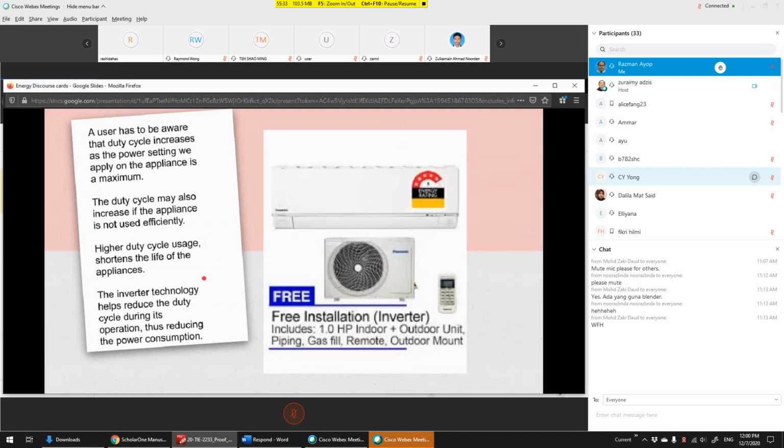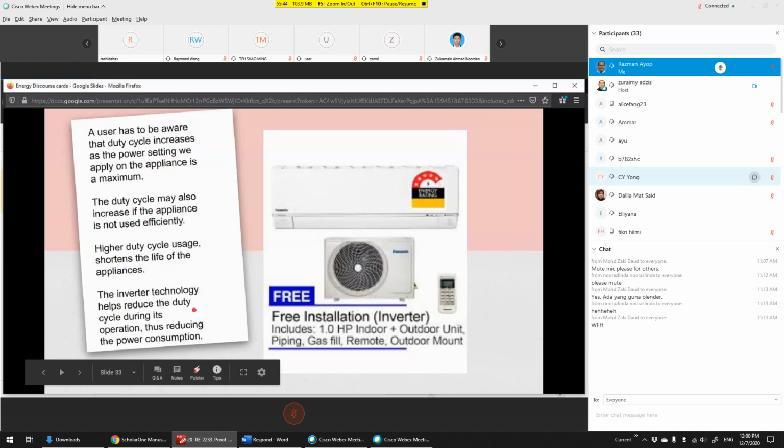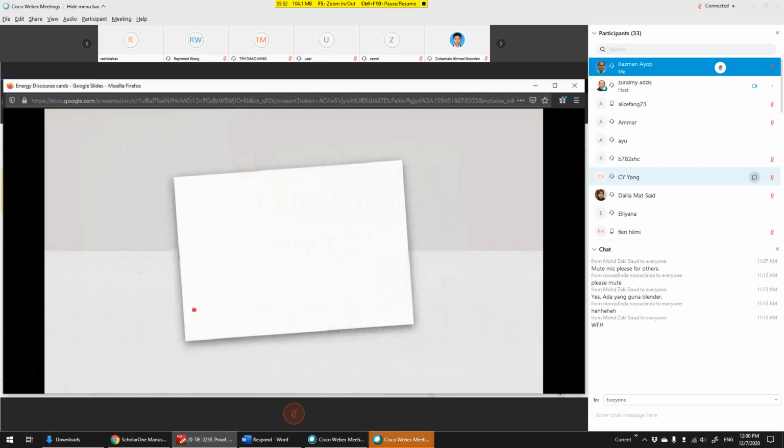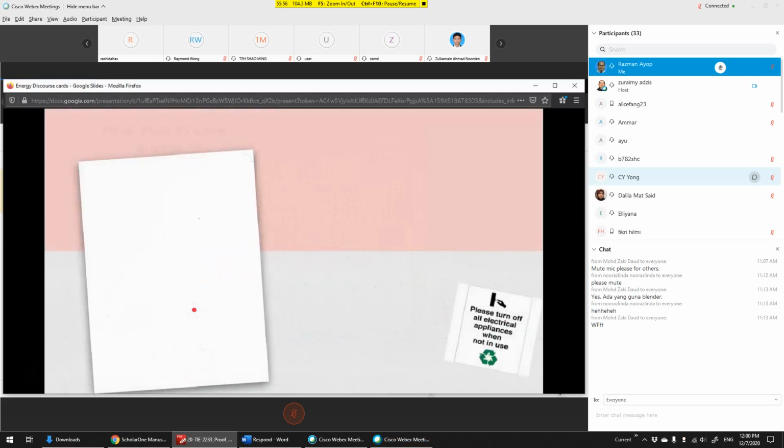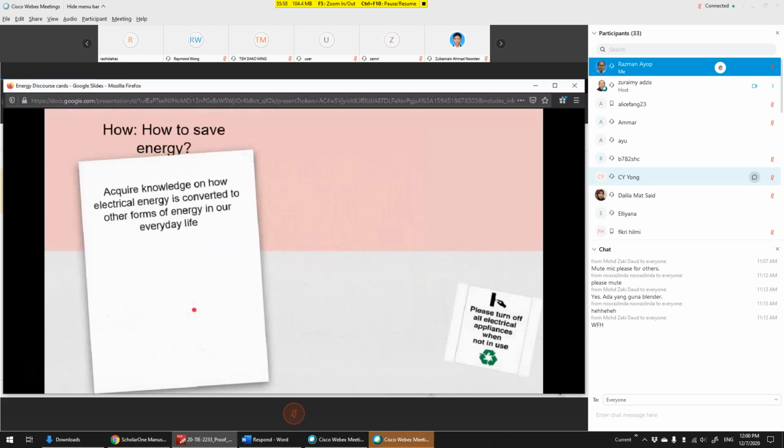So there is another technology, the inverter technology. It helps reduce this duty cycle, thus reducing the power consumption. That's why it is a bit more expensive, but it reduces the power consumption, this inverter technology. Maybe we have time later. Efficient use of electrical energy also means minimizing waste. So how to minimize waste?